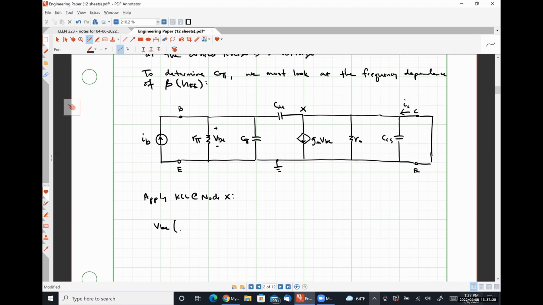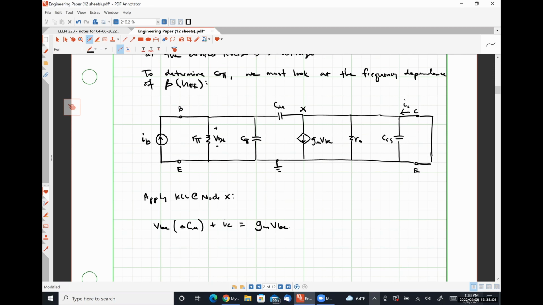VBE times S C mu, right? So this is the voltage divided by the impedance of capacitance C mu, so 1 over S C mu. VBE divided by that is just VBE times S C mu, plus IC is equal to GM VBE. Okay, are we okay with this, Luke?